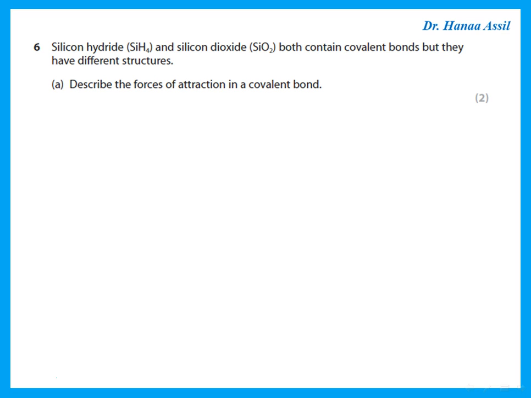Silicon hydride and silicon dioxide both contain covalent bonds, but they have different structures. Describe the forces of attraction in a covalent bond.